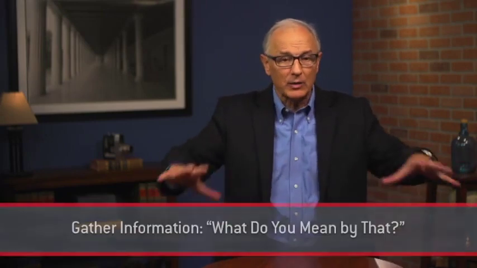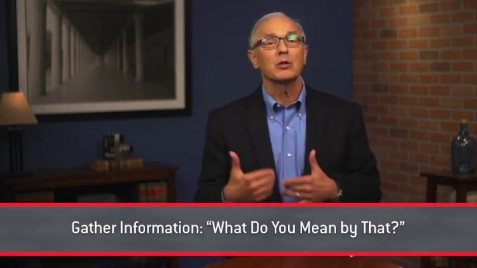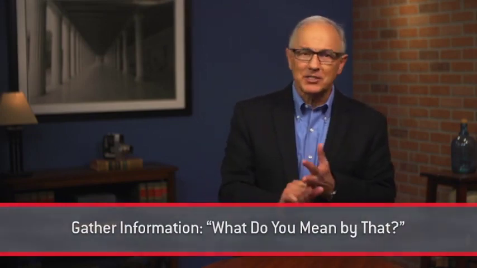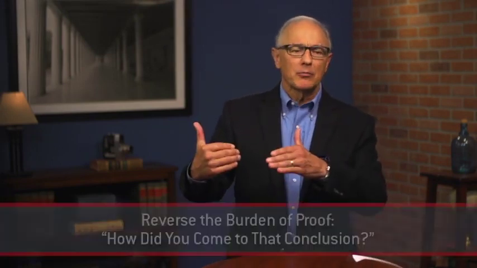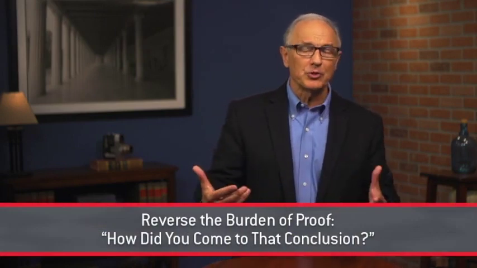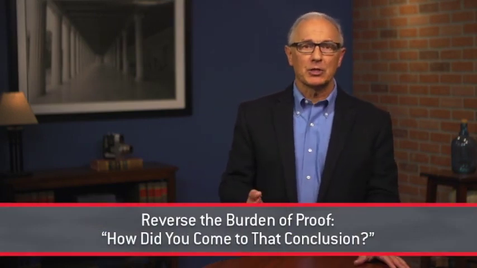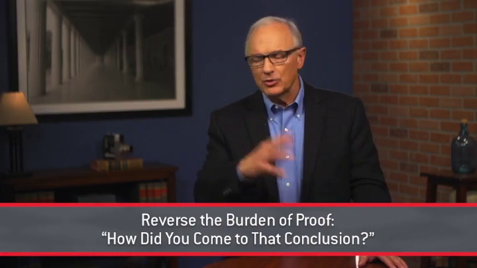We talked about the first step of the game plan. All you're going to worry about is gathering information. You're going to use the question, what do you mean by that? The next step, when people make a claim or an assertion, then we reverse the burden of proof on the person who's making the claim. We use the question, now how did you come to that conclusion, or some version of that, okay? Here's the third use of Columbo.